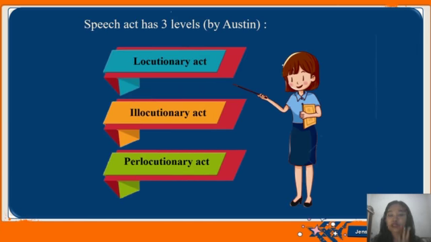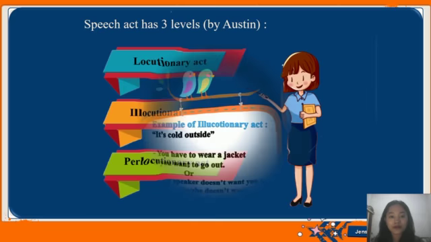Speech act has three levels by Austin. The first one is locutionary act. Locutionary act is making a statement or saying something that is true and can be understood by the listener. Illocutionary act is to state or inform an action which contains meaning in it. And the last is perlocutionary act. Perlocutionary act is to state something with the aim of influencing the listener to take action.